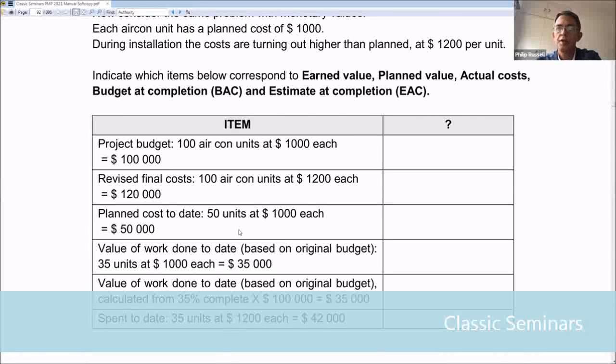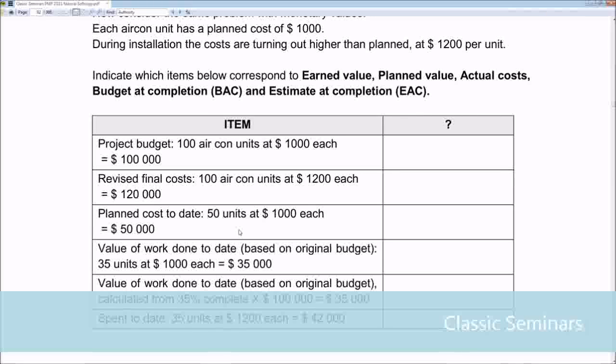Who has confidence that their answer is correct? Somebody other than Musa, please. Hi, Philip. Hey, Muriel, go ahead. Yes, the first one, I have it as budget at completion. Very good. Revised final cost, actual cost. Perhaps not. Let's strike that one. Keep going with the third one. The planned cost to date, planned value. Very good. Value of work done, earned value. Well done.